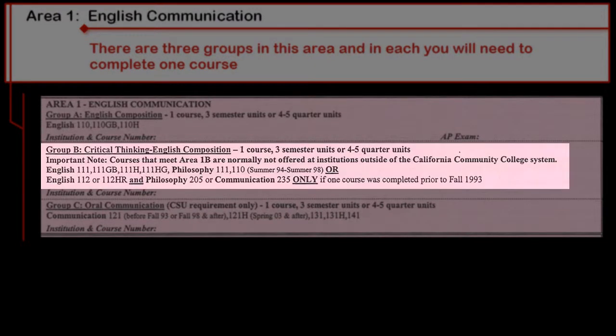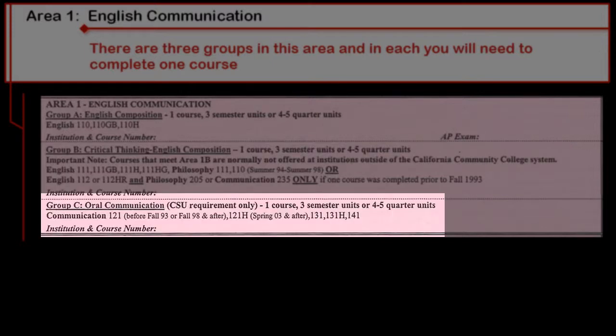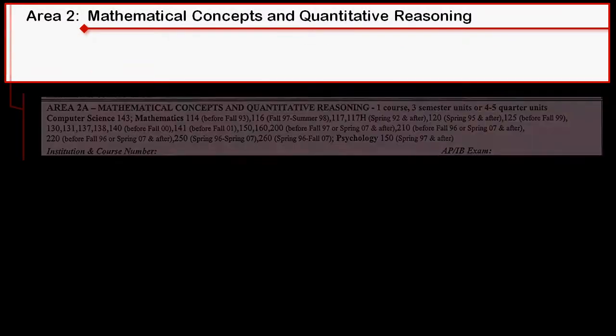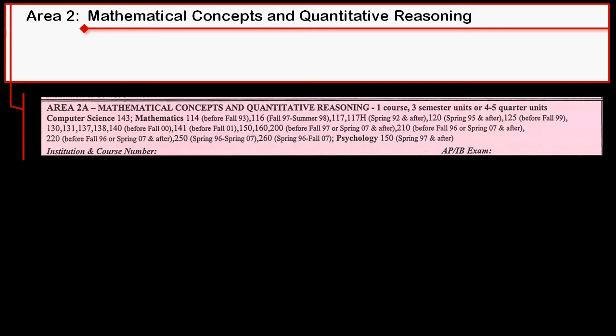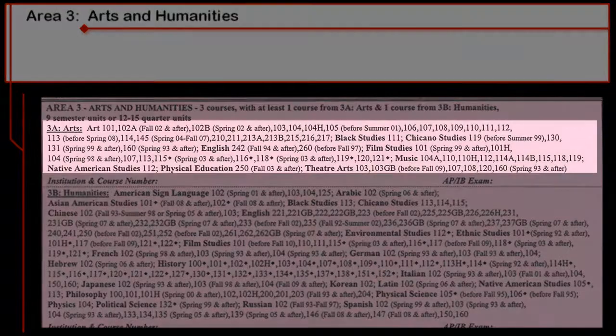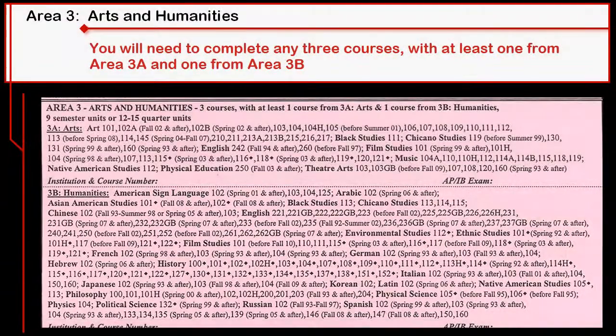Group B is our second semester English composition and critical thinking course. And Group C is the oral communication group, which are primarily courses with topics such as public speaking, interpersonal, and group communication. Area 2 is the mathematical concepts and quantitative reasoning area. For IGETC, you'll need at least 1 math course from this area, but depending on your major, you may end up taking more. Area 3 has 2 groups of courses, the arts and the humanities. You need to choose 1 course from each group, and depending on your interest, you get to choose another course from either of the arts or the humanities, for a total of 3 courses.